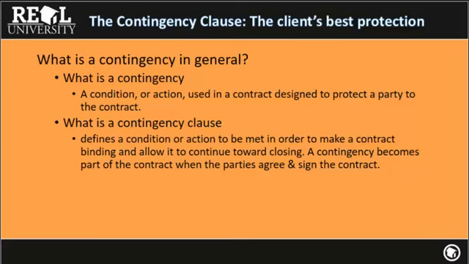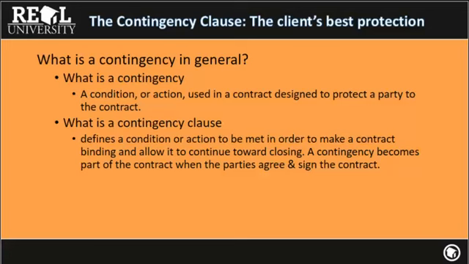So in general, a contingency is a condition or an action used in a contract to protect a party to the contract, okay? So if you're on the seller side, you would write a contingency in there. If you're on the buyer side, it would be trying to protect your buyer.